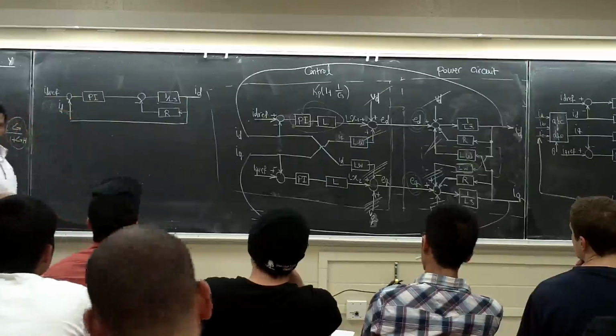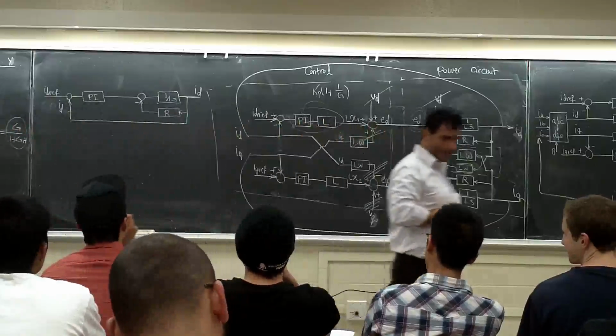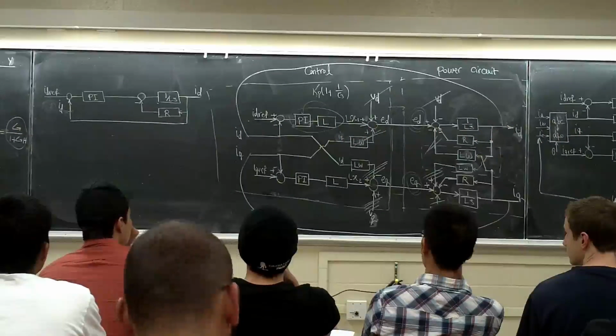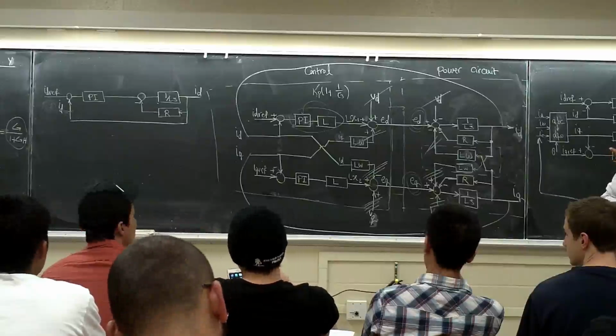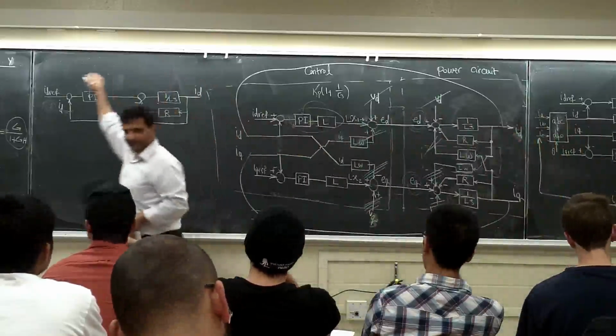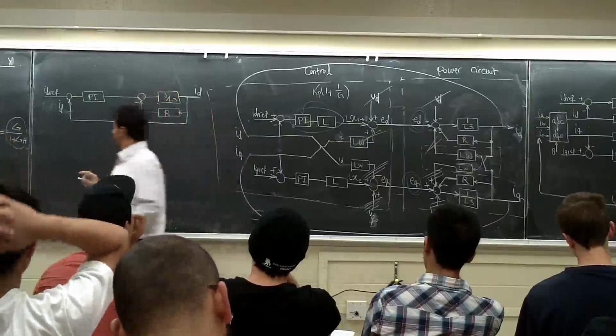What can you see here? Feedback, yes, feedback is there. What else? Decoupled. There is no IQ in this block diagram. This is a system for ID. There is no IQ anywhere. This is the independent control we are talking about.